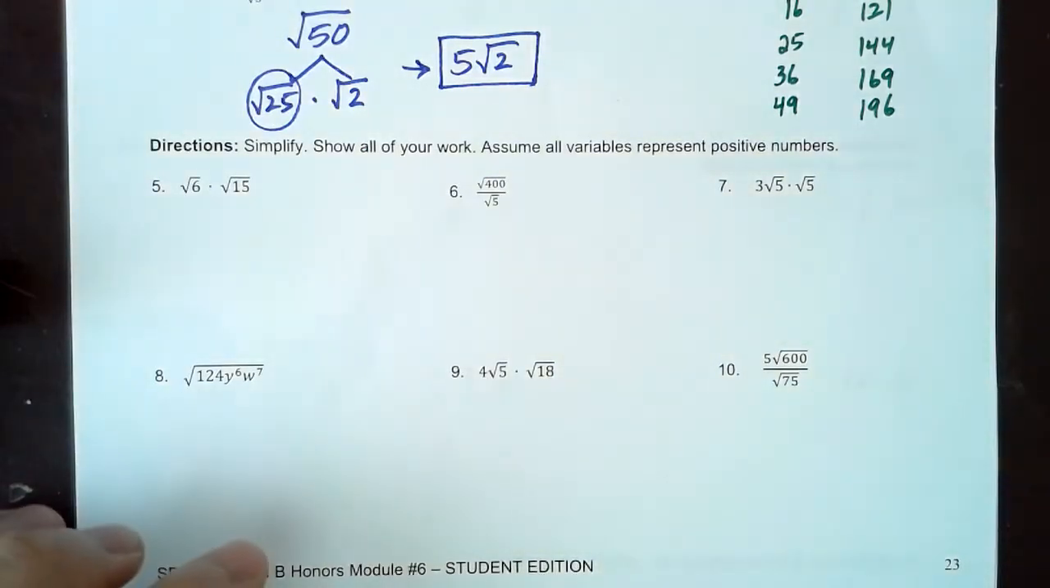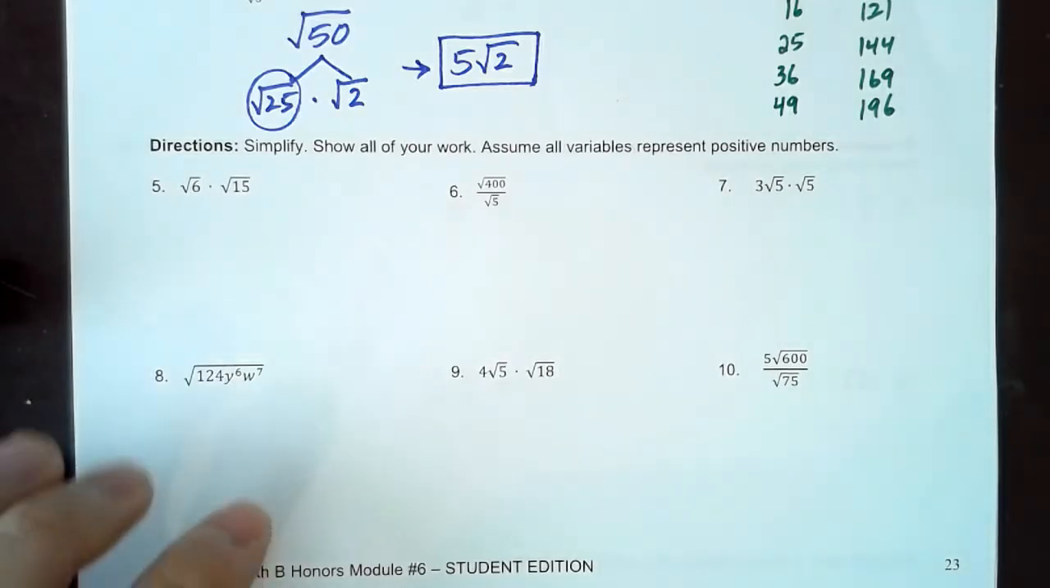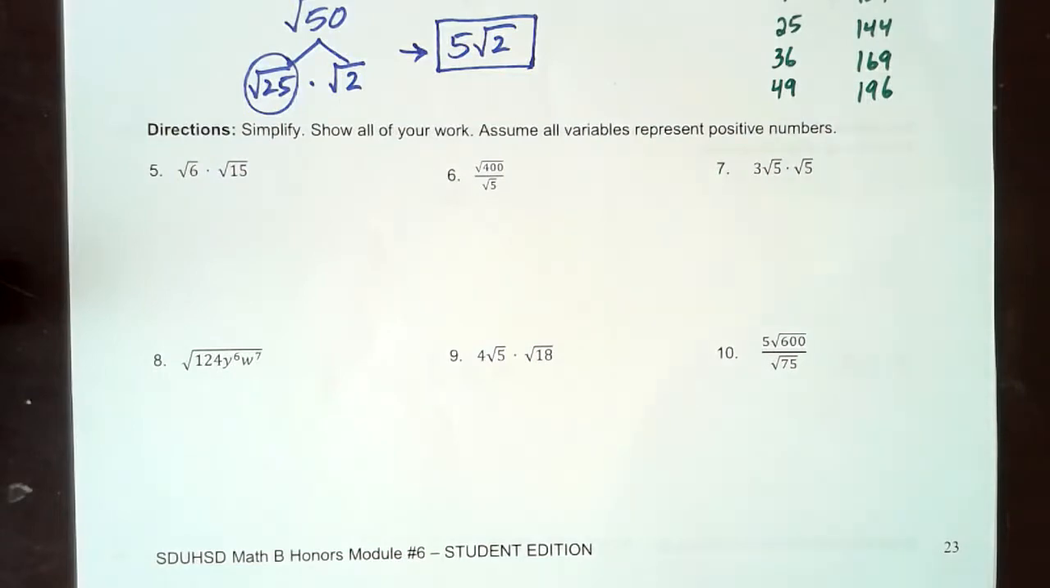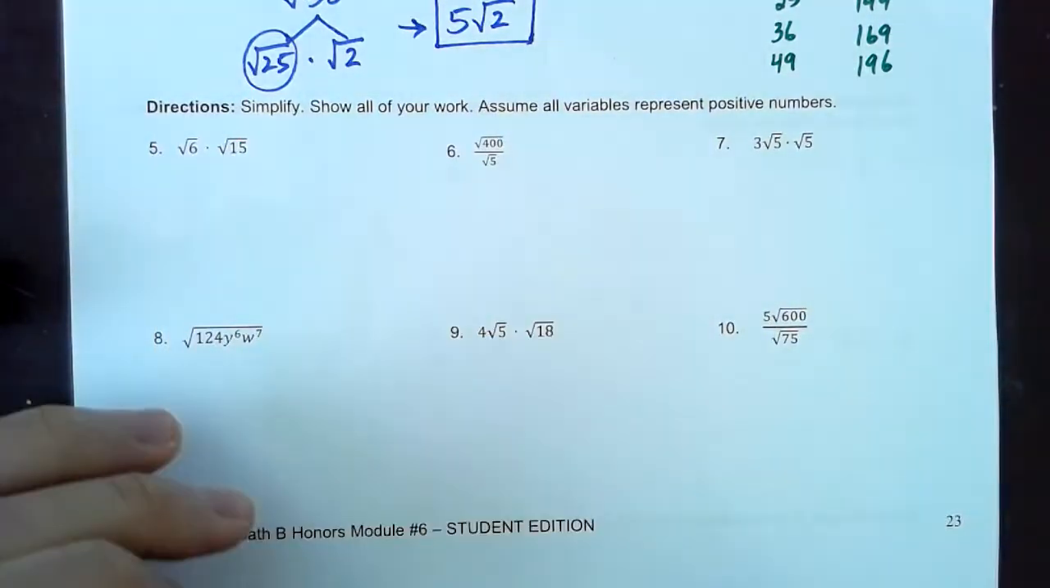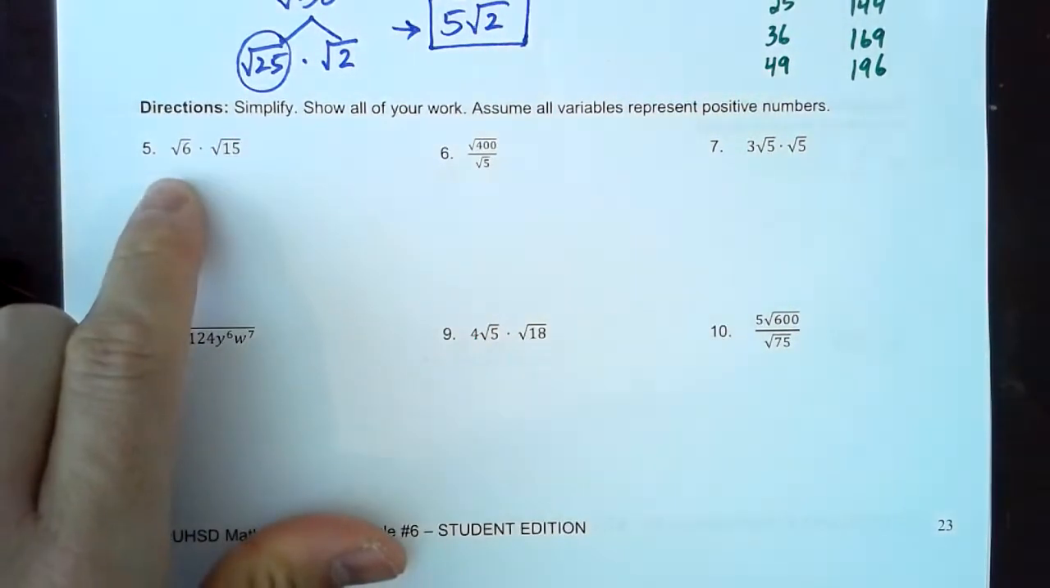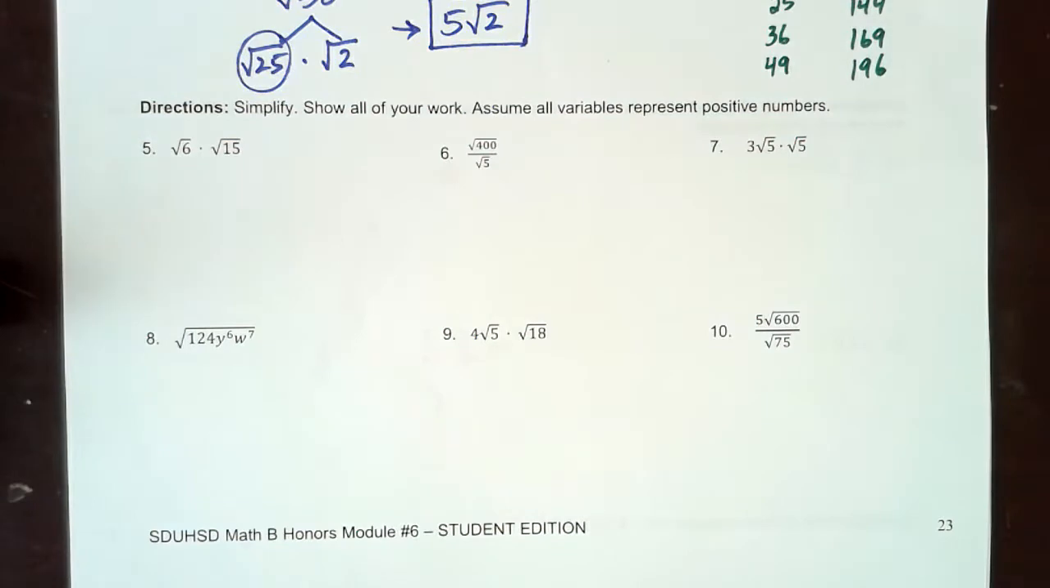Okay, class, let's go ahead and start on part 2. We are just going to practice a lot of these, and hopefully after this video, this will make a lot more sense. And let's start. So we have the square root of 6 times the square root of 15.